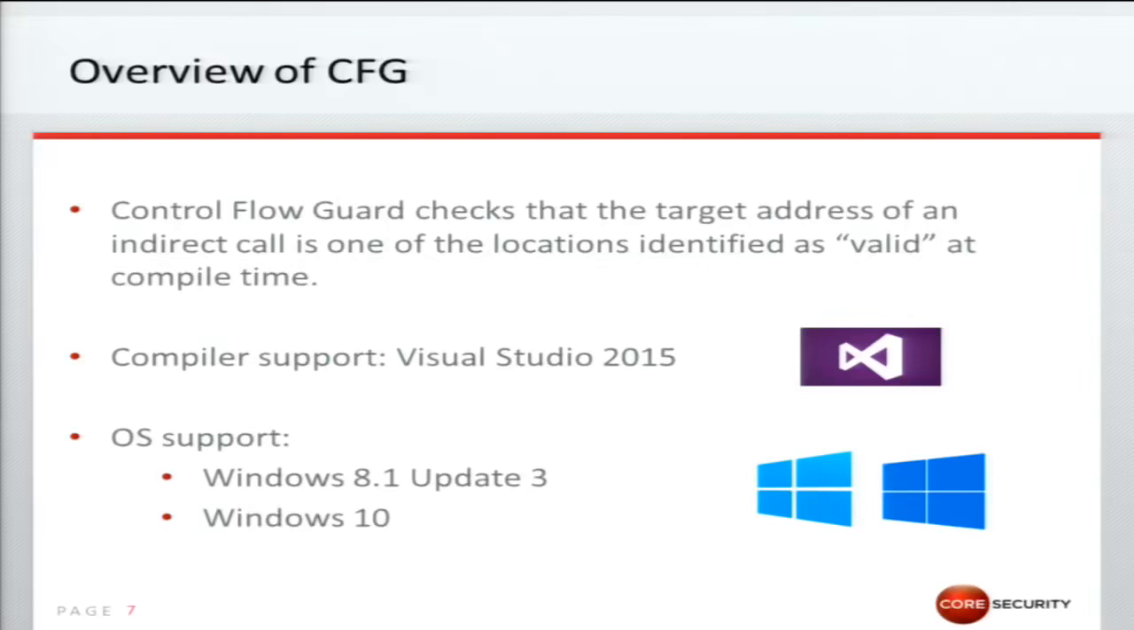So what does Control Flow Guard do? Well, Control Flow Guard works by checking that the target address of an indirect call is one of the addresses identified as valid at compile time. And this mitigation needs support from both the compiler and the operating system. From the compiler side, it is supported by the latest Visual Studio version, that is Visual Studio 2015. And on the operating system side, it is supported by Windows 8.1 Update 3, which was released 1 year ago in November 2014. And also on Windows 10 since its technical preview.